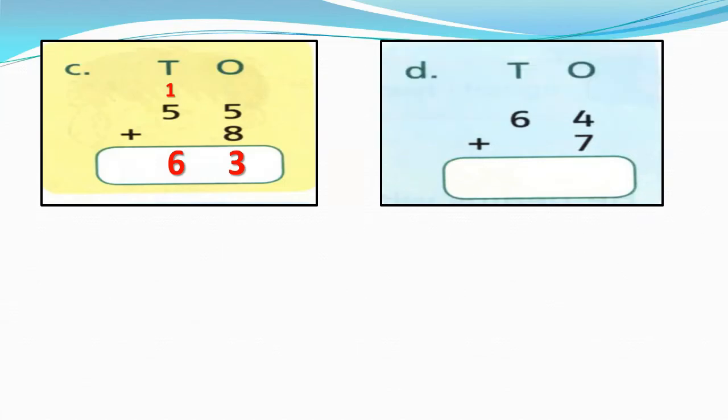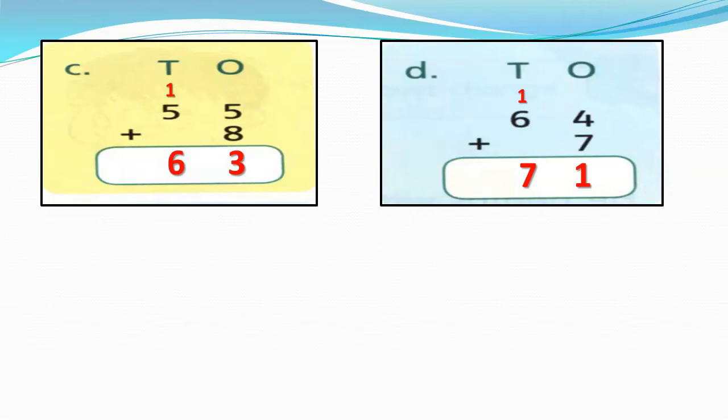Now add 7 to 64. 4 plus 7 equals 11. So we will write 1 in the ones column and 1 ten will convert into the tens column. Now add tens. 6 plus 1 equals 7. So the answer is 71.